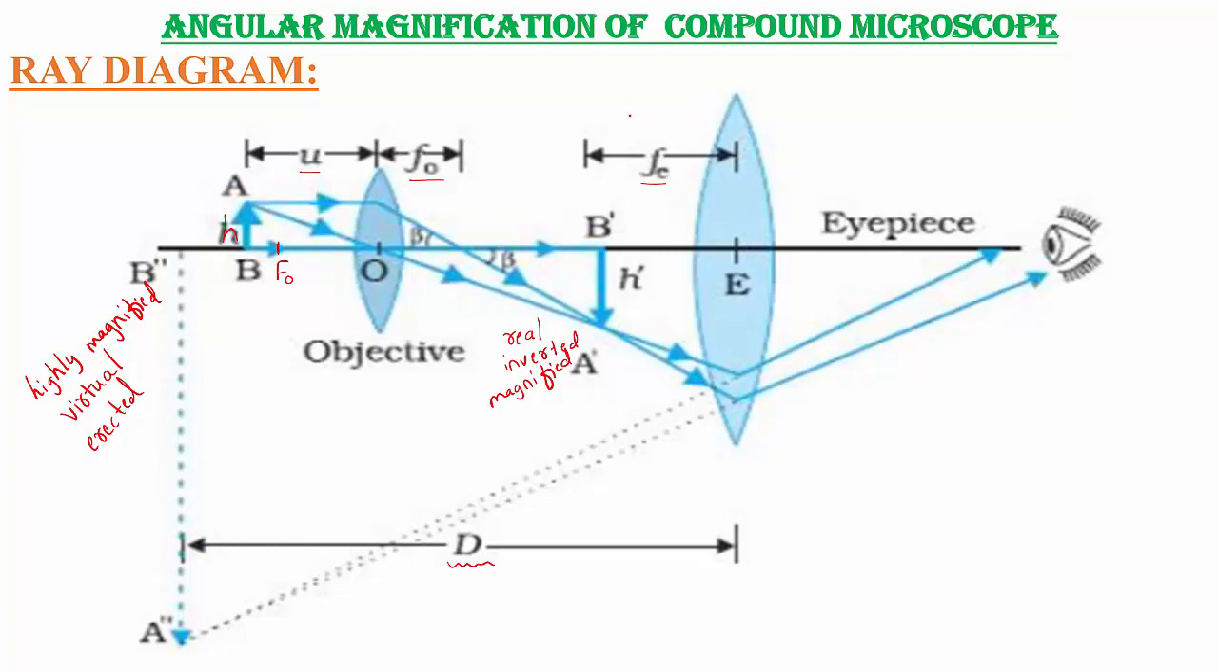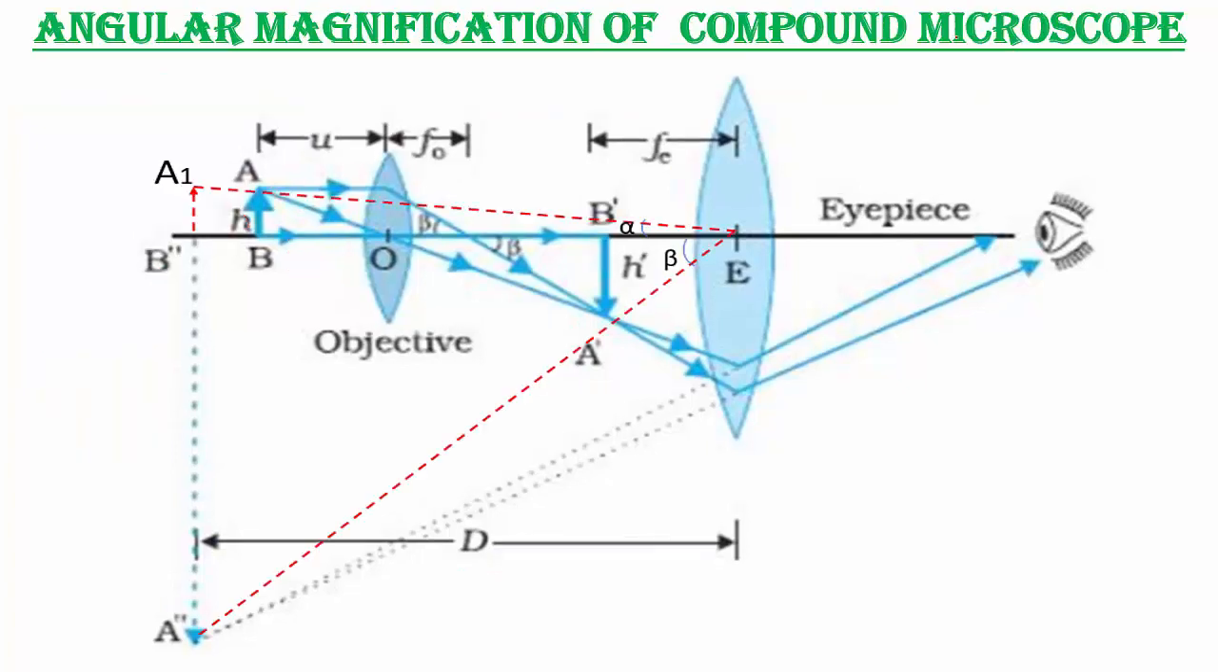Now we have to find the angular magnification of the compound microscope. Angular magnification is given by the equation m equals beta divided by alpha. We know that beta indicates the angle subtended by the image and alpha indicates the angle subtended by the object at the unaided eye. Remember, whenever you are going to find the value of alpha, the object should always be at the least distance. Right? Now let us find the value of m.